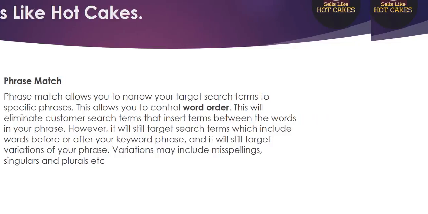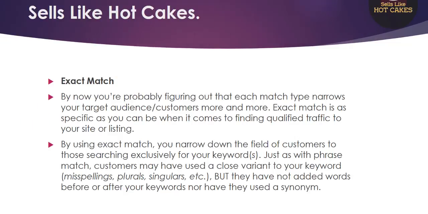The last one is called exact match. The exact match is as specific as it can be when you're finding qualified traffic. When using exact match, you narrow down the field of customers to those searching exclusively for your keywords. It may also use plurals, singulars, and misspellings, but they do not get any other words added before or after your main keywords. This is very exact and cannot have any synonyms. I hope this makes sense. If you didn't understand that, just pause the video and go back and check again what we just said.